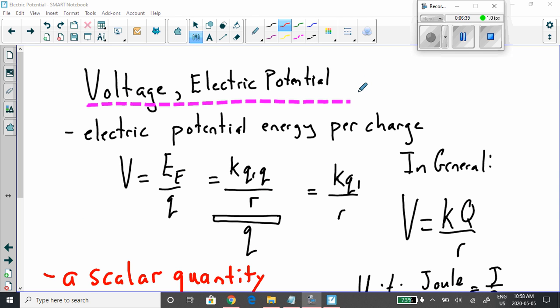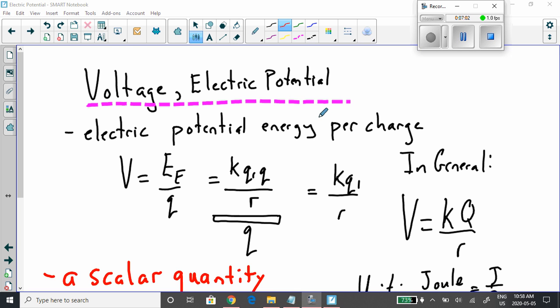Now with electricity, we're going to go one step further. It's a step that is usually not done for gravitation. It can be done, but it usually isn't. And it's called voltage, which is also known as electric potential. Not electric potential energy. We just finished that one. This is voltage or electric potential. Don't add the word energy.